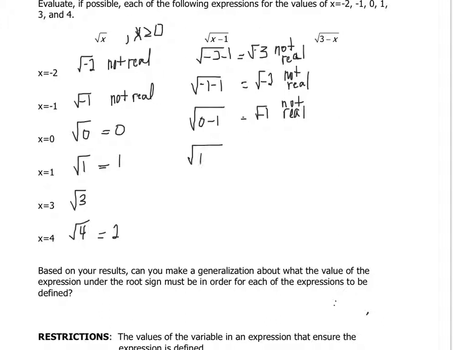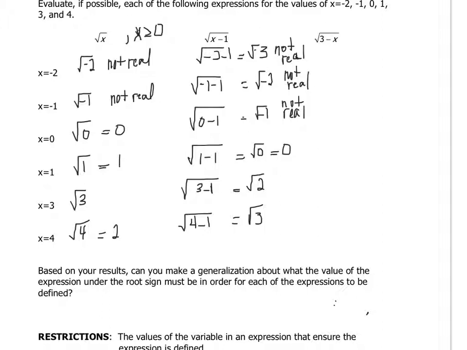Then if we put in 1, we get 1 minus 1. That gives us the square root of 0, which is 0. And if we plug in 3, we get 3 minus 1, which is the square root of 2, which is a defined value in the set of real numbers. I think it's approximately 1.4 around there. And the square root of 4 take away 1 is the square root of 3, which is also defined in the set of real numbers.